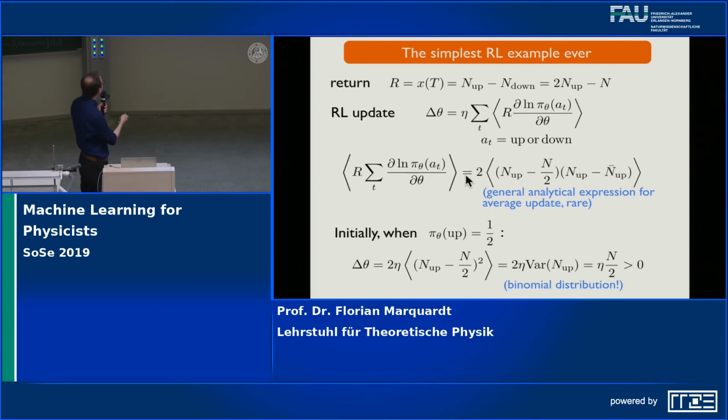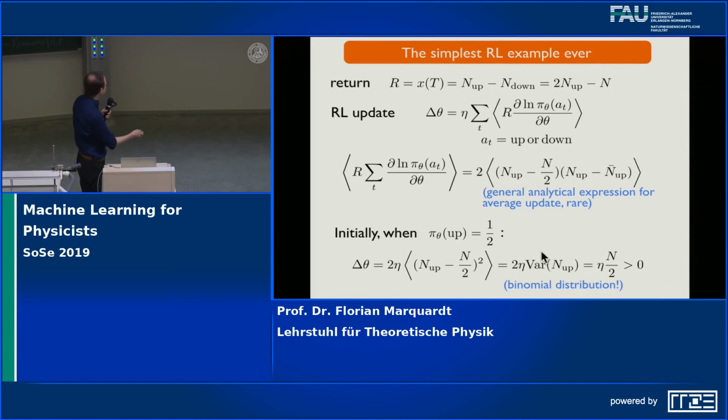What is my update? Delta theta here. Well, I just insert this expression, but also the expected number of up steps is just n/2 for this simple case. So I get (n_up - n/2) squared, which, if you think about it, is just the variance of the number of up steps, because n/2 was the average.